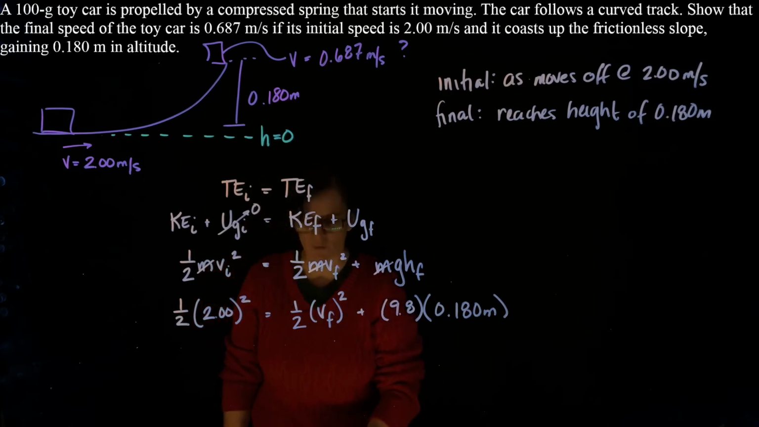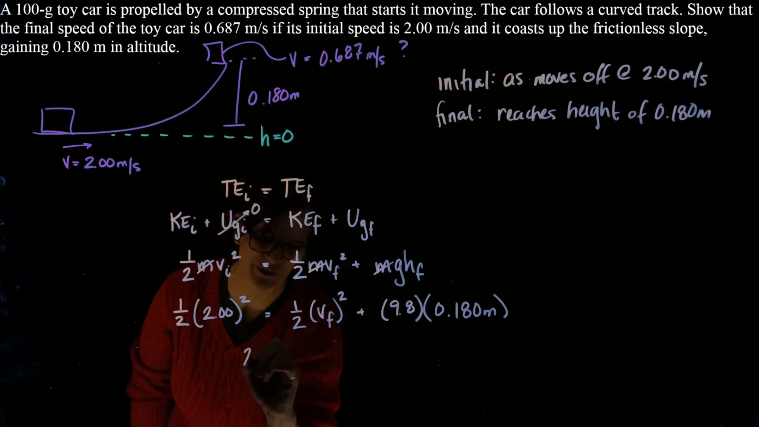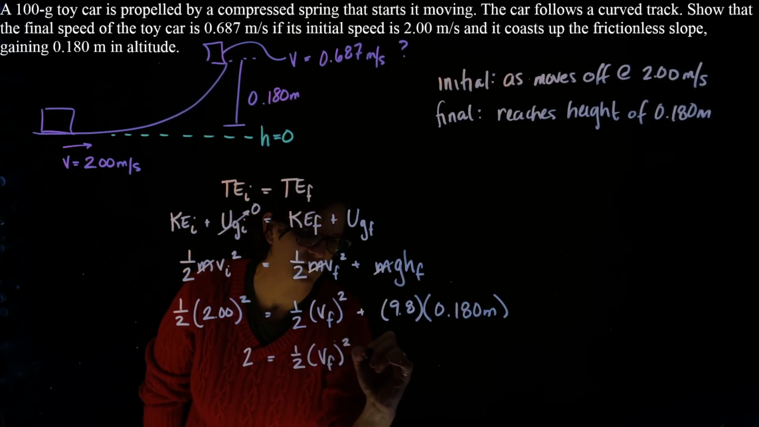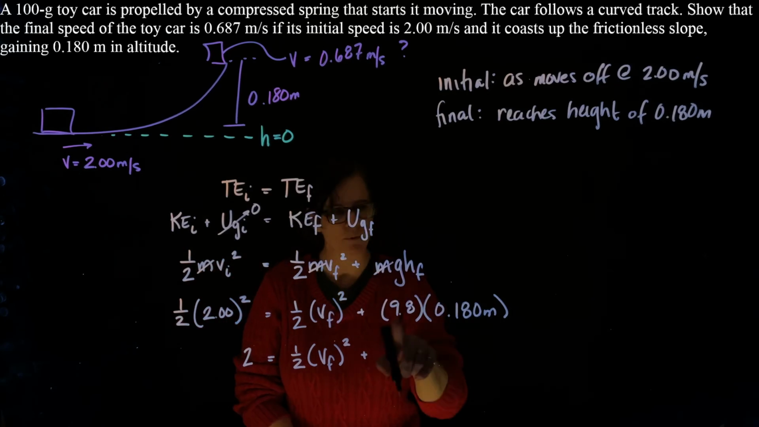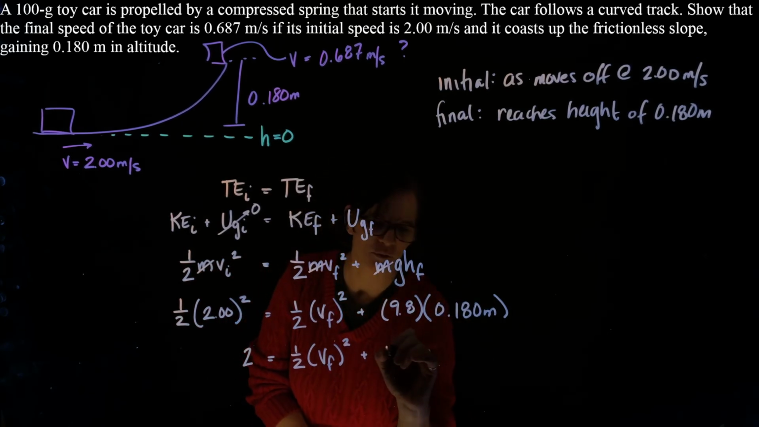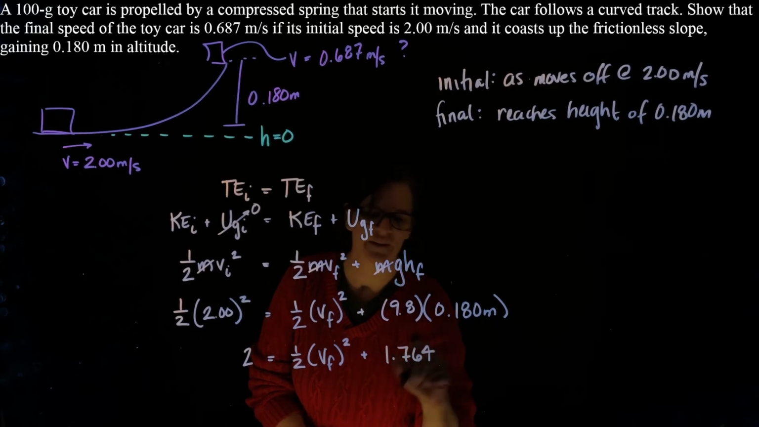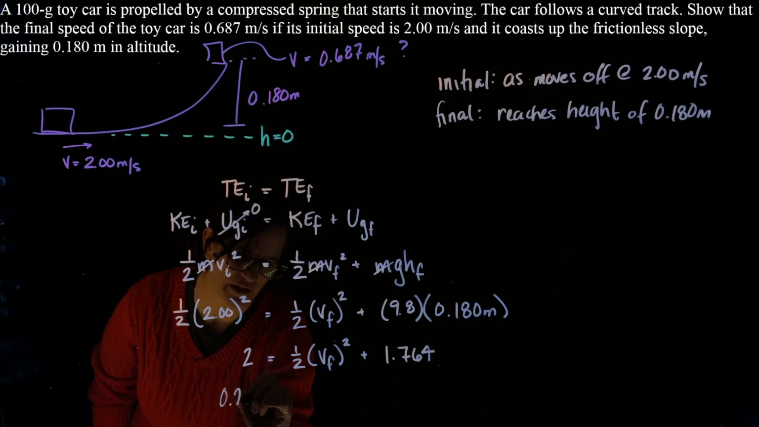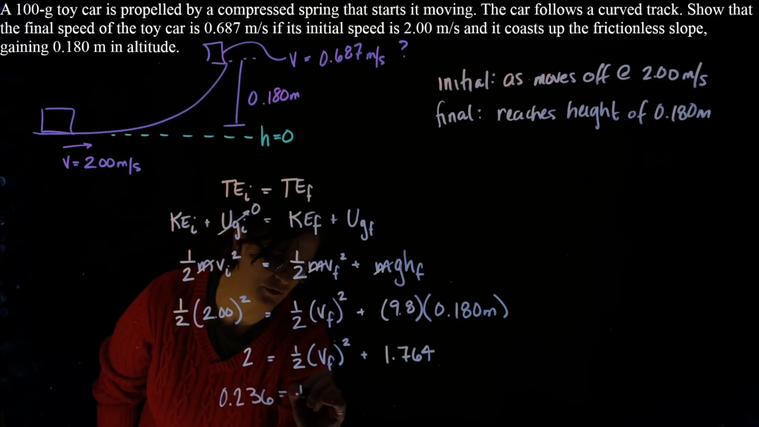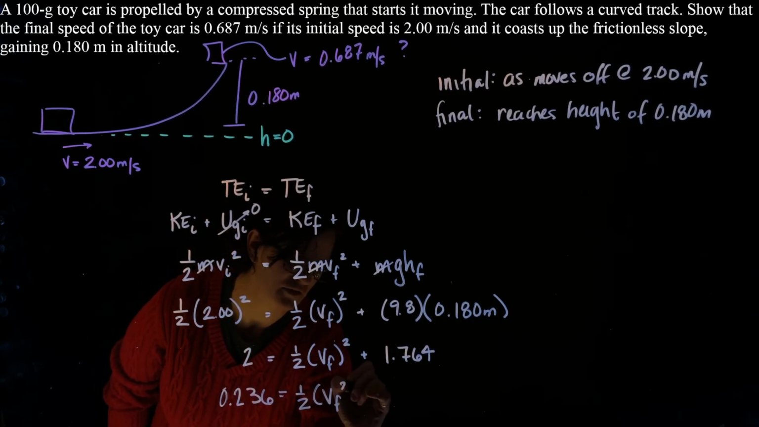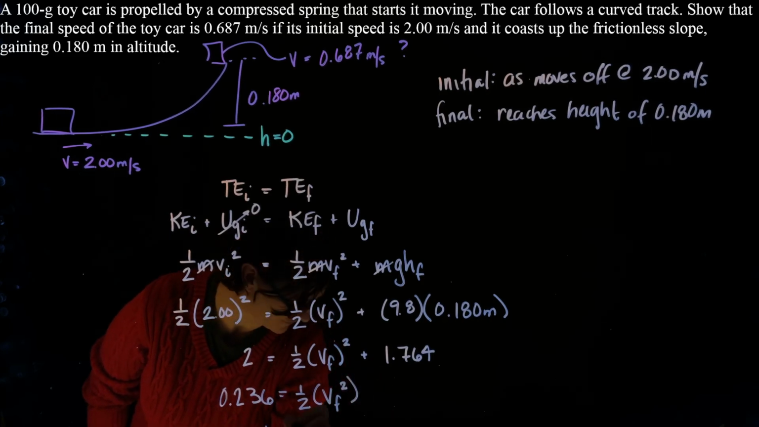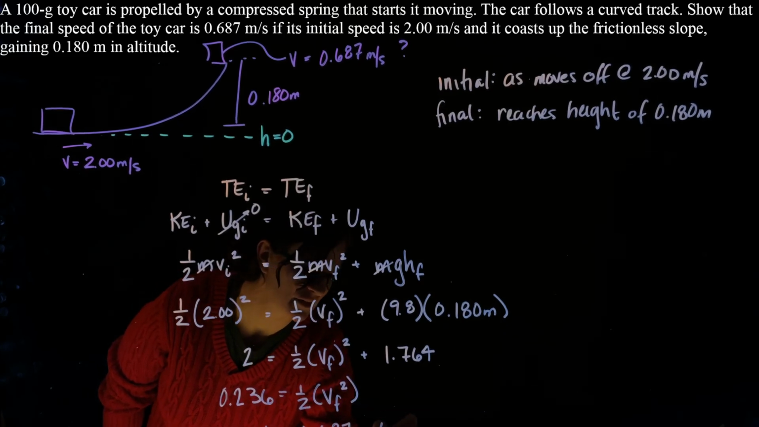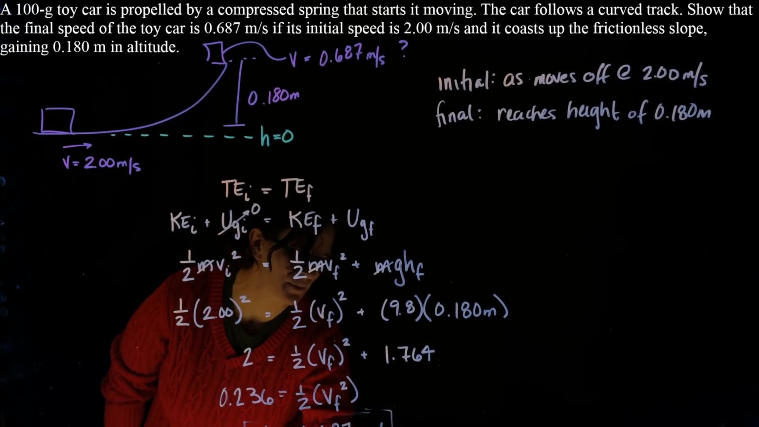All right, so 1/2 of 4 is 2, which is going to equal 1/2 v final squared plus 9.8 times 0.18, and I know you all can do this algebra. 9.8 times 0.18 is 1.764. If I bring 1.764 to the other side, I get 0.236 is equal to 1/2 v final squared. Solving for v final, we get 0.687 meters per second, which is what we were supposed to determine.